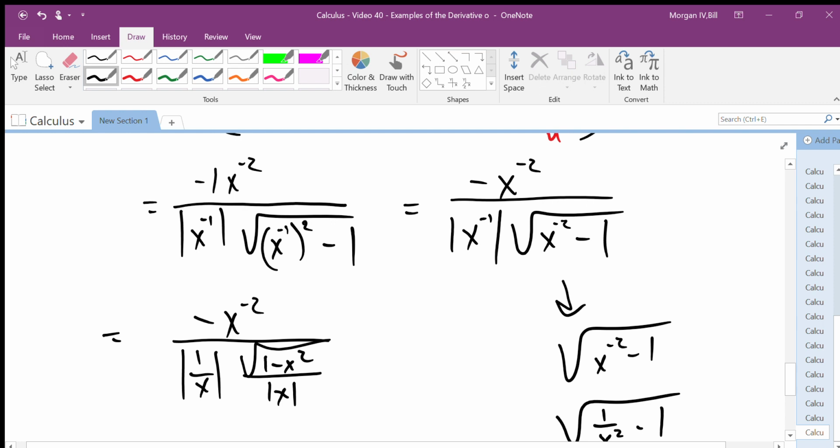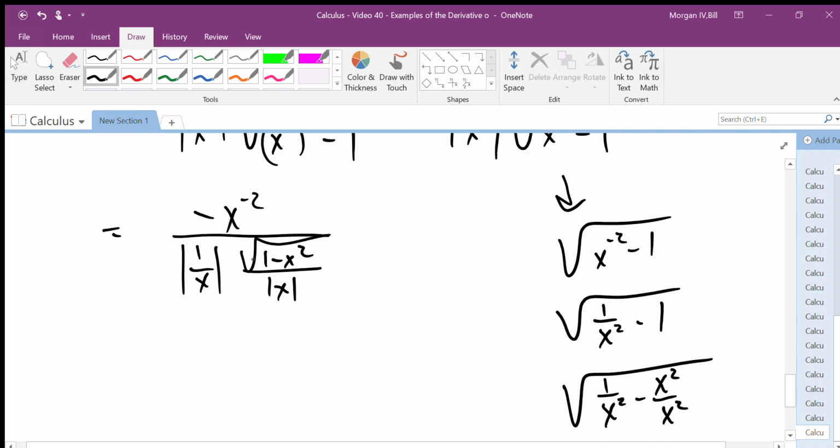Okay, now I have, in the denominator of the denominator, 1 over x in absolute value, and then another times absolute value of x. So that's the absolute value of x times the absolute value of x, which is the absolute value of x squared. But if you're squaring it, now it's positive on its own, and you no longer need the absolute values. So negative x to the negative 2 over the square root of 1 minus x squared over x squared, because that's now positive. No need for absolute values.